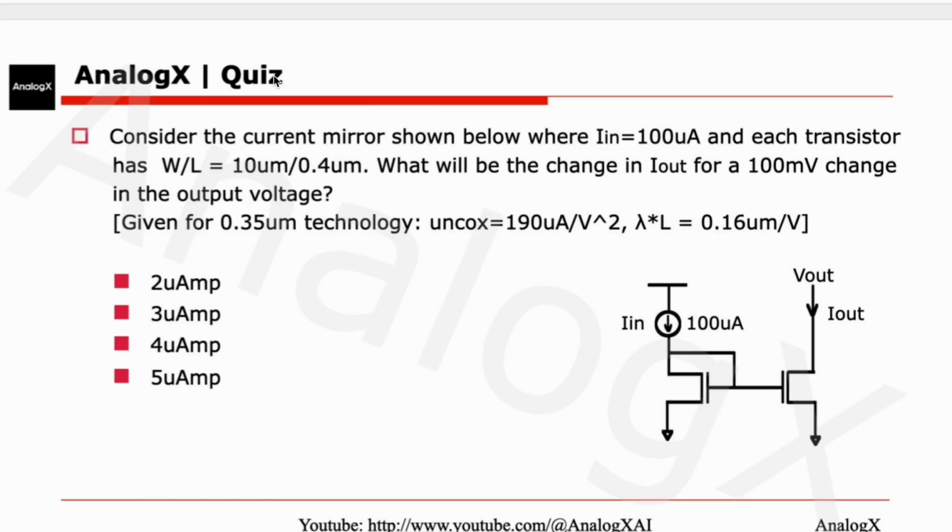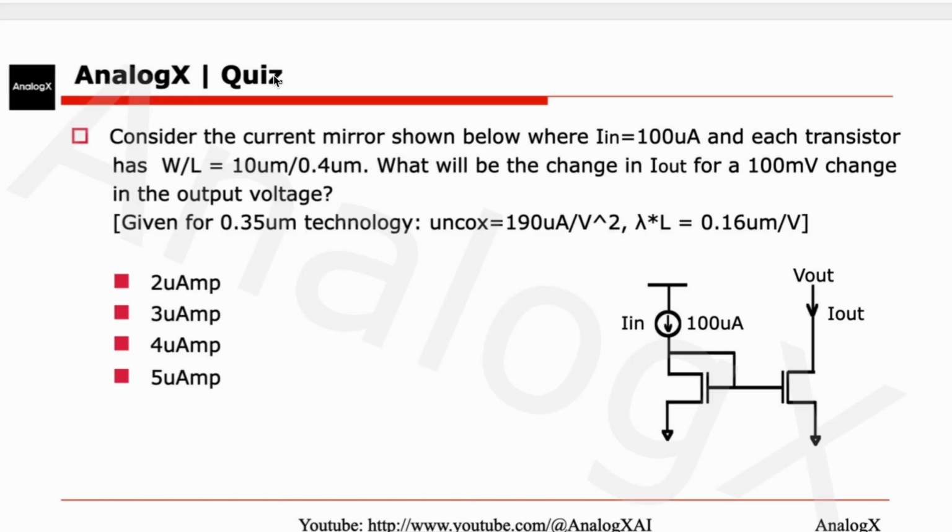Okay, so they have given: consider the current mirror shown below, where the input current is 100 microampere and each transistor has a W by L ratio of 10 micrometer by 0.4 micrometer. What will be the change in output current for a 100 millivolt change in output voltage?